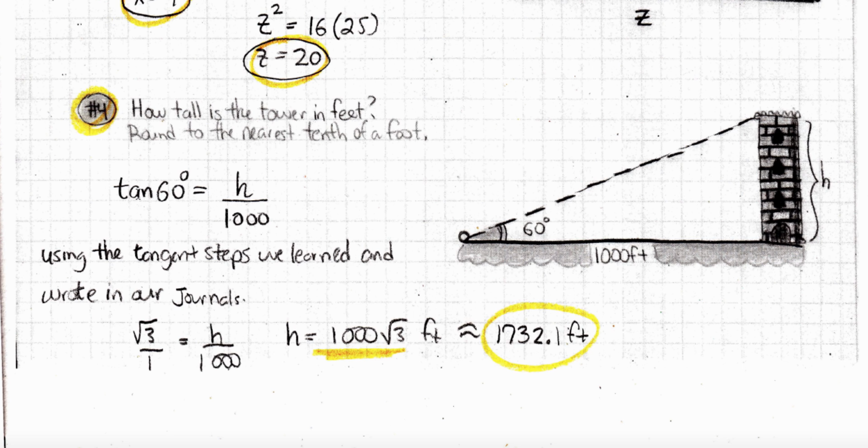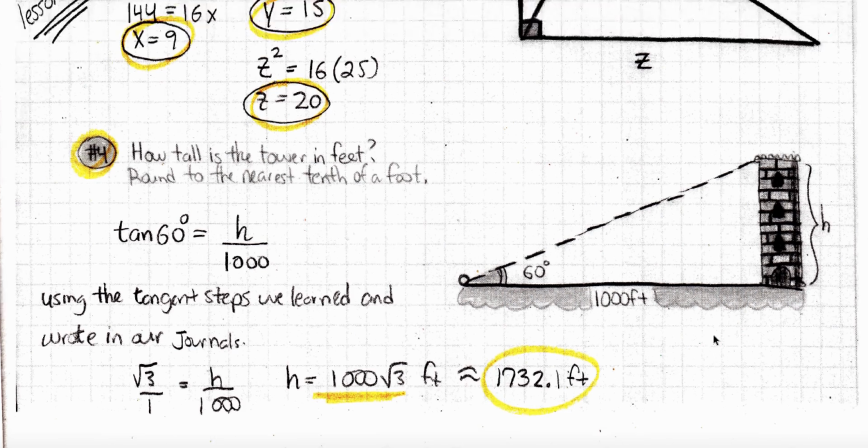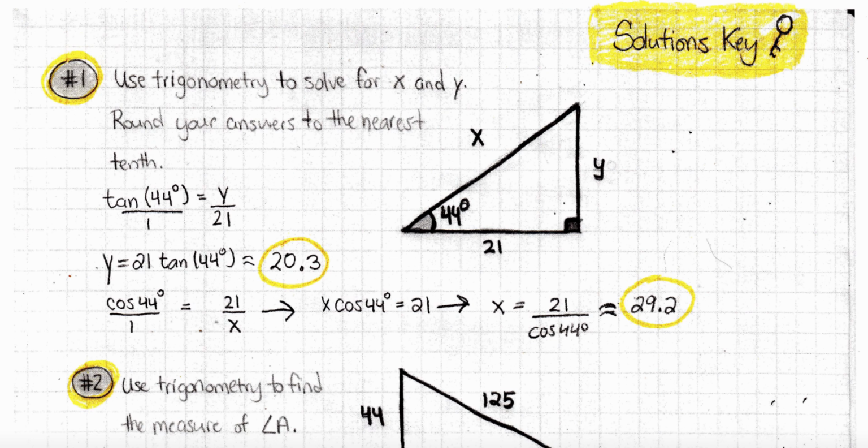It's okay to plug this in your calculator, but in class we also put our tangent steps that we learned into our journals. And so if you've memorized it, the tangent of 60 degrees is the same thing as the square root of 3. So we can replace this with the square root of 3 over 1, and then cross multiply. So it turns out that the exact height of the tower is 1,000 times the square root of 3 feet. Plugging that into our calculator gives us 1,732.1 feet. And these are the complete solutions to what you just did.